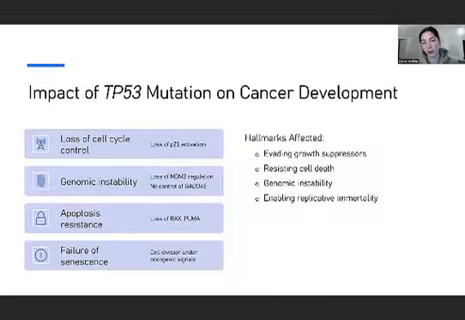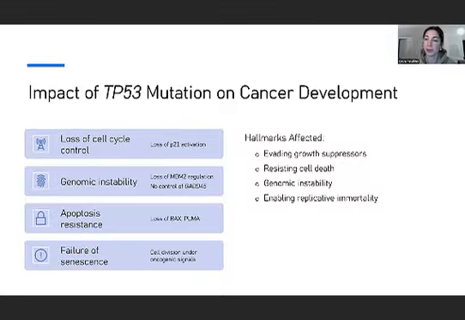And that goes along with no control of GADD45, again, because we don't have enough p53 to activate it. We can have apoptosis resistance or drug resistance, so p53 is not signaling for our pro-apoptotic proteins like Bax or Puma. And we can have failure of senescence.